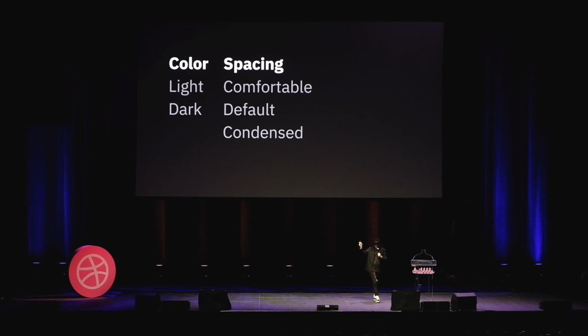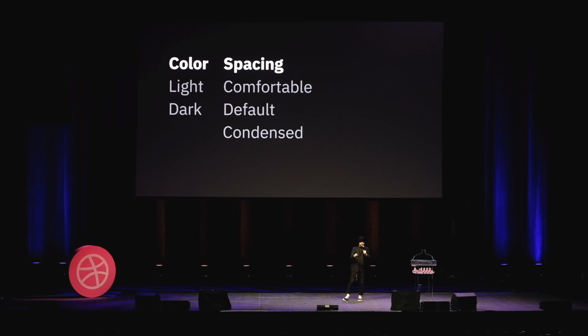Just like you use all the apps you use today, they might have a color theme. You can choose between light or dark. Or if you're using a spreadsheet application, you might be able to choose your custom preference between something that's comfortable, something that's default, or condensed, meaning I'm changing the vertical spacing of rows, for example.